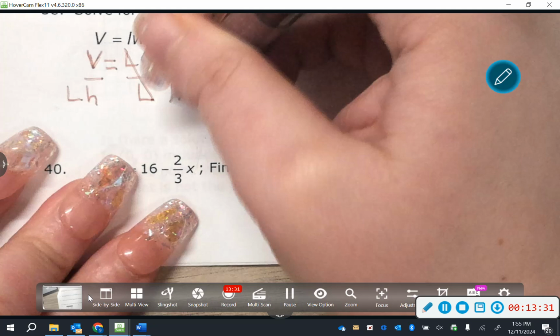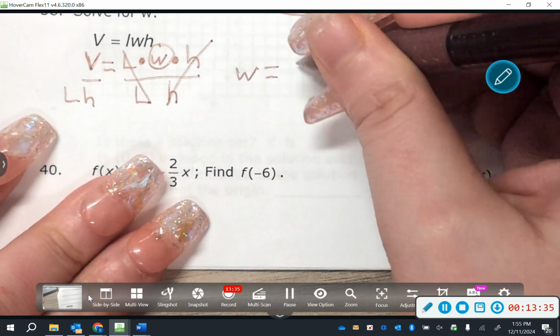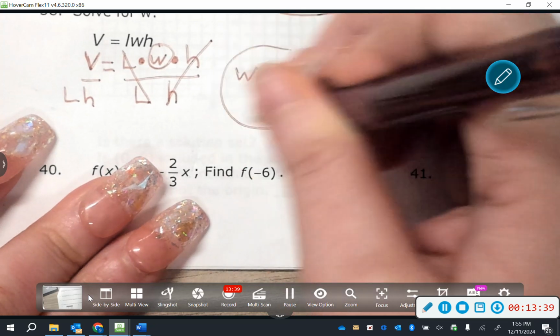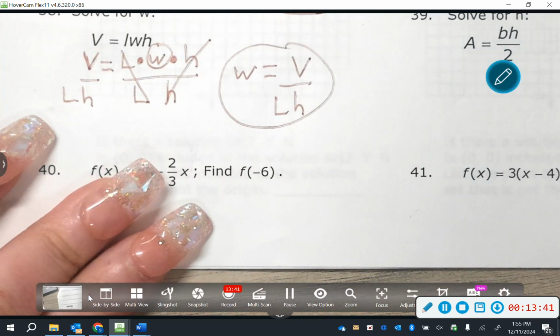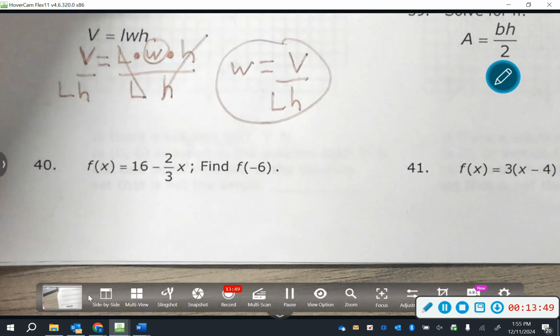My lengths cancel, my heights cancel. So we have W equals V over LH. And that's it. That's done. There's no simplifying happening here. All we're trying to do is get W by itself by doing opposite operation.